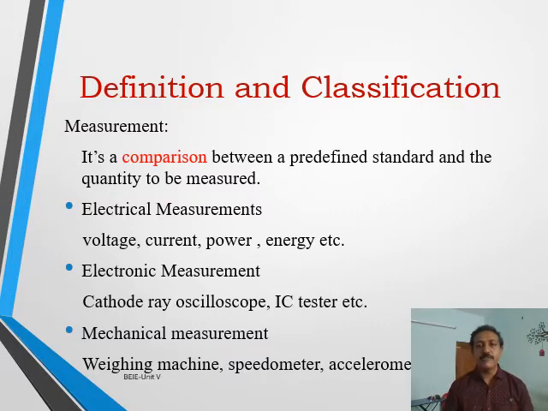Then the types of measurements are electrical measurements, electronic measurements and mechanical measurements. In electrical measurements, we can measure voltage, current, power, energy using voltmeters, ammeters, wattmeters, energy meters, etc. Similarly, electronic measurements such as CRO and IC tester come under the electronic measurement category. Similarly, the weighing machine, speedometer, accelerometers, these are the examples of mechanical measurements.